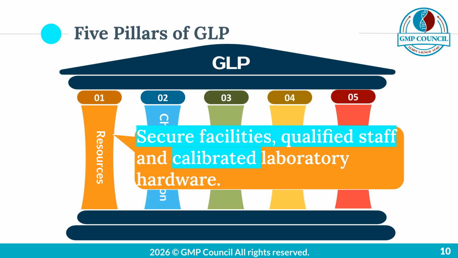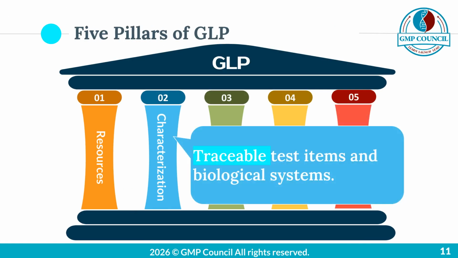Pillar 2, characterization. The second pillar, characterization, demands full traceability and identity verification for all test items and biological systems. Do you know the exact purity, stability, and batch origin of the compounds sitting on your lab bench right now? What about the health status and lineage of the biological systems being used? Characterization ensures we know exactly what we are testing and what we are testing it on. If your test material is degraded or mislabeled, your entire dataset turns into a very expensive guessing game.